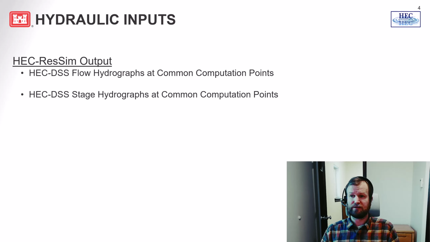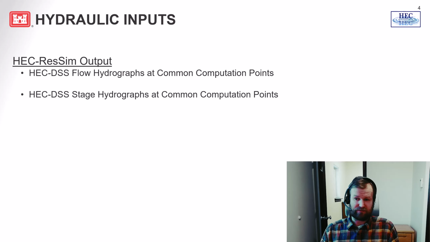The second main source of inputs to an FIA model are the hydraulic inputs used to determine the depth of flooding throughout the model extent. These sources include HEC-ResSim output, including flow and stage hydrographs at common computation points. These are still used in some cases, but the majority of FIA models have been converted away from this setup in favor of gridded data from RAS. However, it is still an option available within FIA.